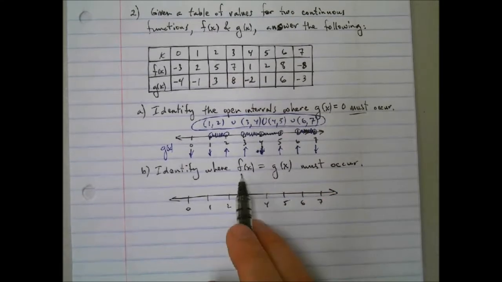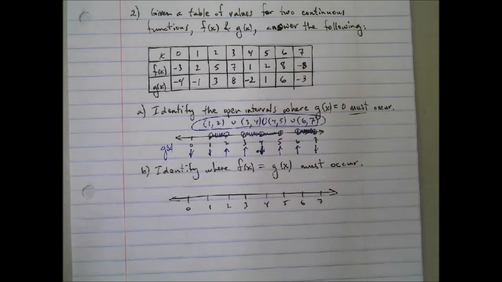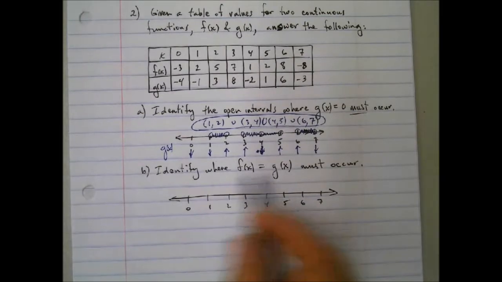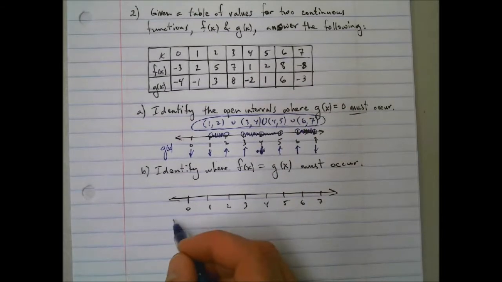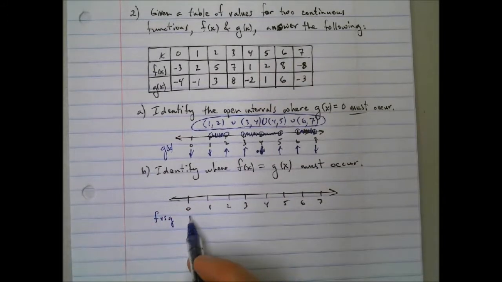Okay, now we're trying to see where they're equal to each other, so I want to see where one's below the other one. So we're going to compare. I want to compare either F versus G or G versus F. Whichever way we do it, just figure out which. I'm going to say F versus G. So I'm going to compare, is F above or below G? If you do G versus F, you're checking to see if G is above or below F. So I'm doing F versus G.